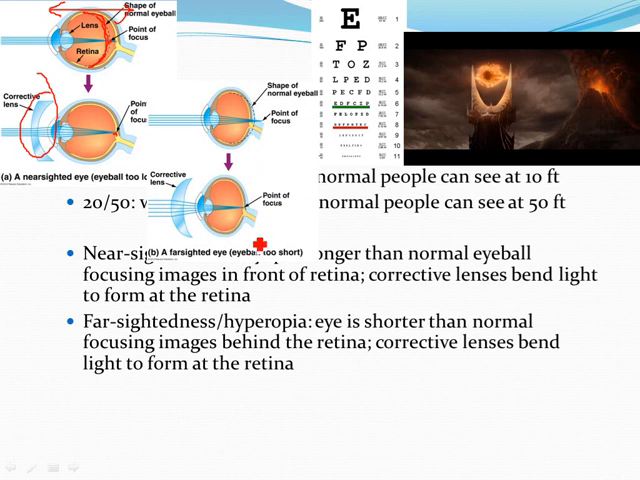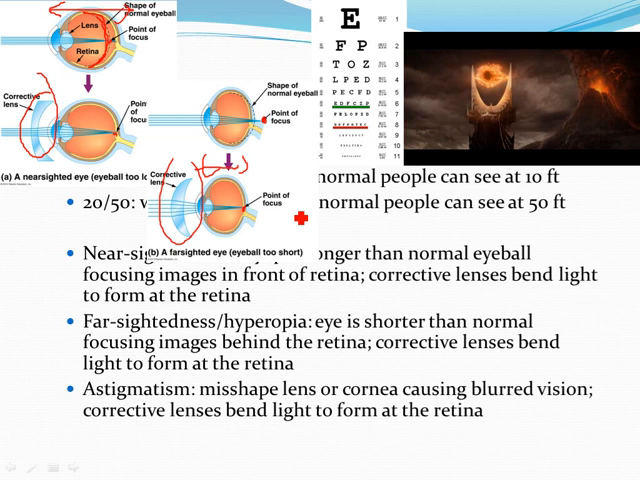Okay. So people with farsightedness or hyperopia, their eyes tend to be shorter than normal, so their point of focus is actually beyond the eye itself. So they'll have some sort of corrective lens to help focus it, so that it will hit the retina and stay in focus. Okay. Astigmatism, these are people with a warped kind of eye, so it's misshapen, so that you will have blurred vision. Corrective lenses do help bend that light to correct that.